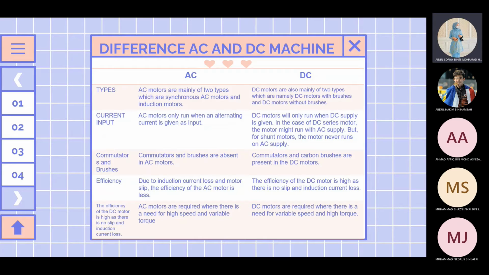AC motors are required where there is a need for high speed and variable torque. DC motors are required where there is a need for variable speed and high torque.